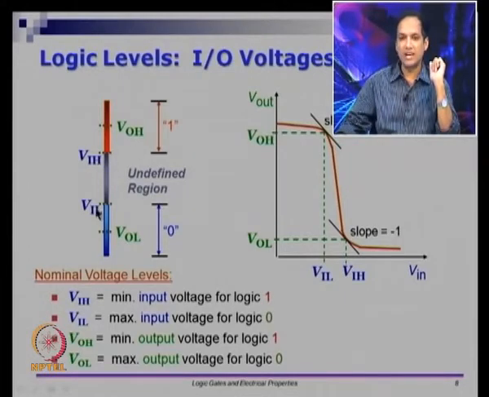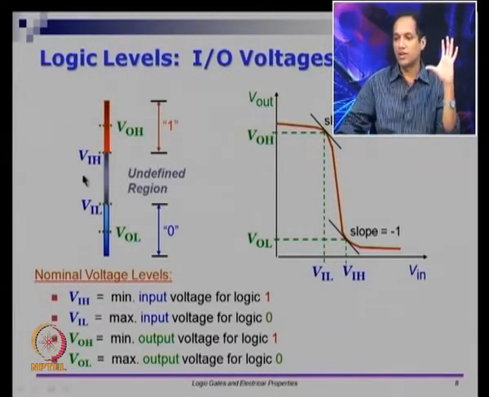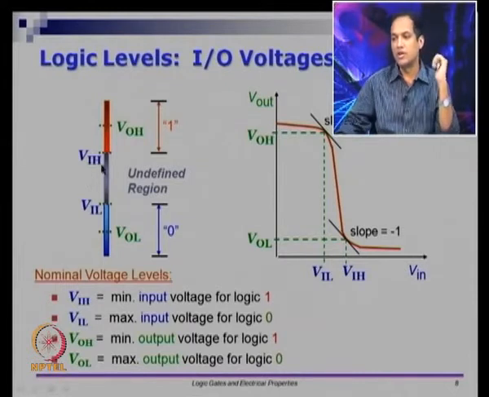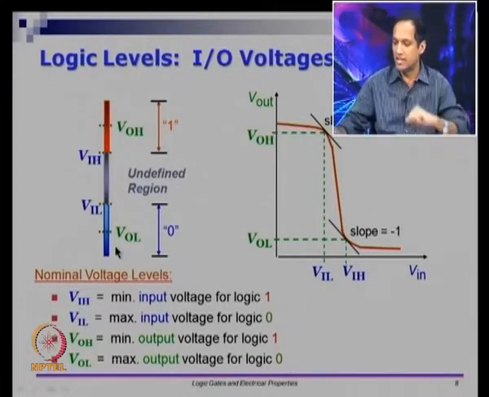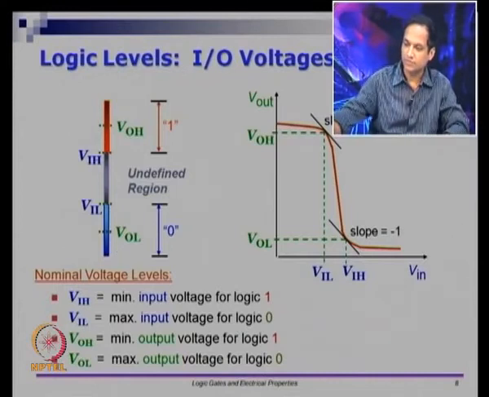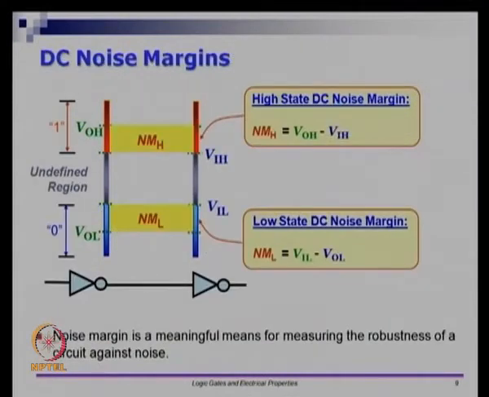So ideally we usually do not operate within this region. So VIH and VIL, usually there is a gap between these, and you do not want to give as input something which is somewhere in between these two. You either want to clearly give something above VIH or give something below VIL to be treated as 1 and 0 respectively. So now let me define something called a noise margin.